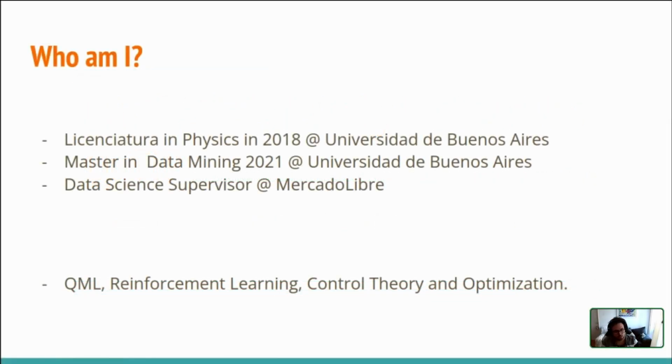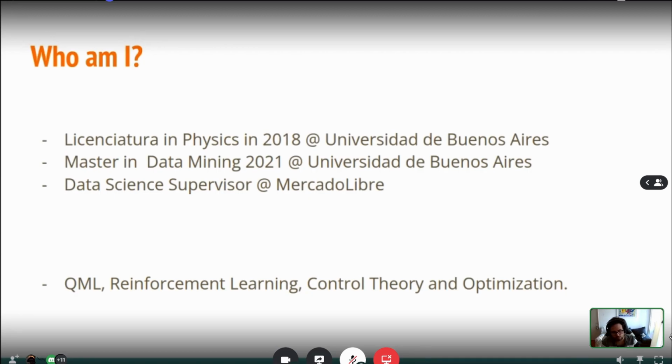This year I'm getting a master's in data mining from the University of Buenos Aires also. And I'm mostly working in the industry. I'm a data scientist supervisor at Mercado Libre. And my current interests are in quantum machine learning, reinforcement learning, control theory, and optimization.